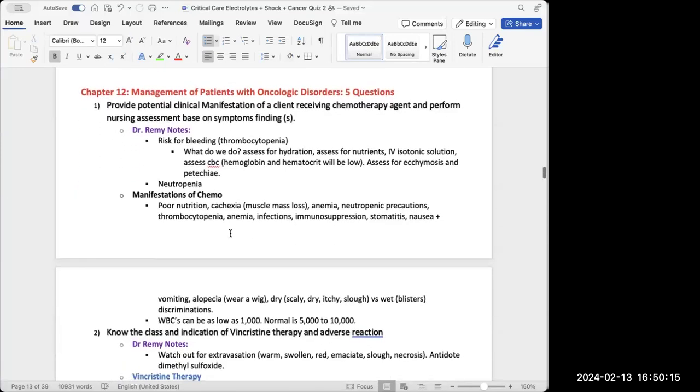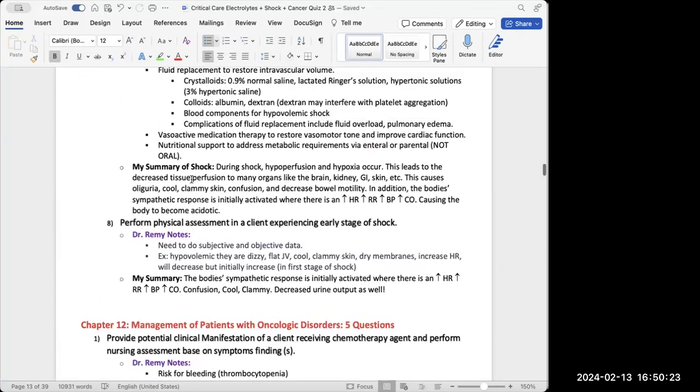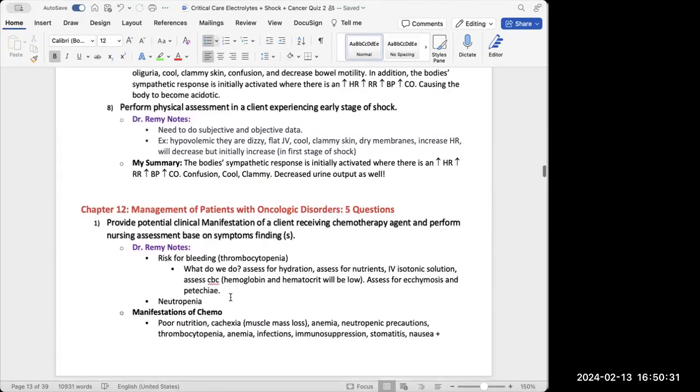Okay. Are there any questions on that? Sorry, the dry skin was for neurogenic? Yes. Mm-hmm. Neurogenic. Okay. I saw that somewhere on a CoursePoint question. Mm-hmm.